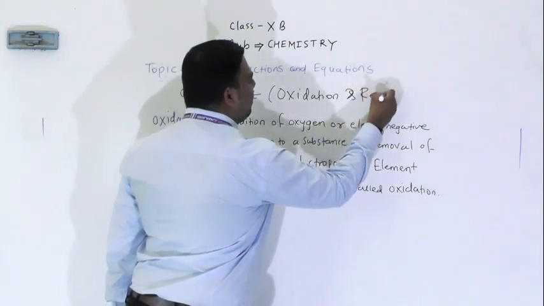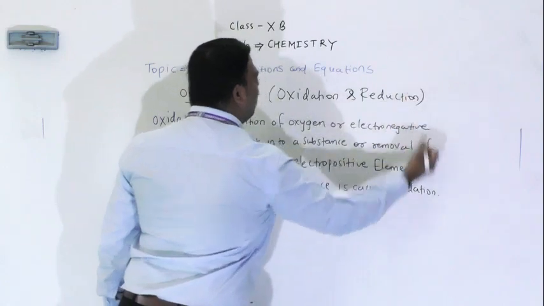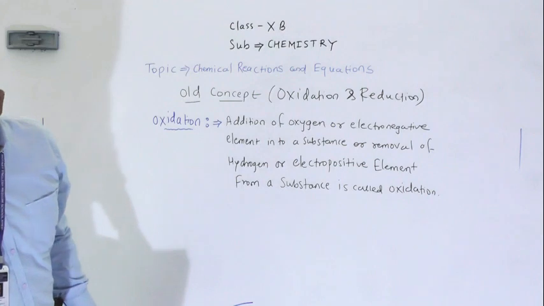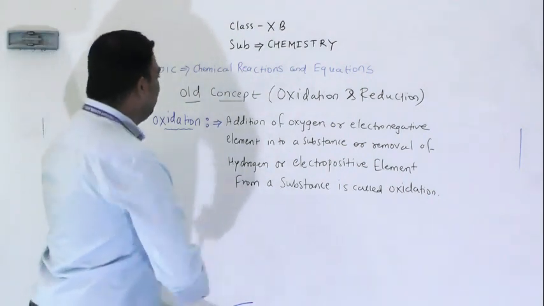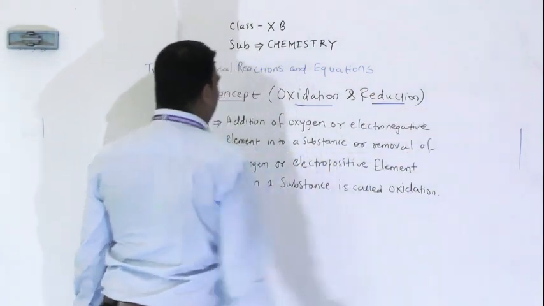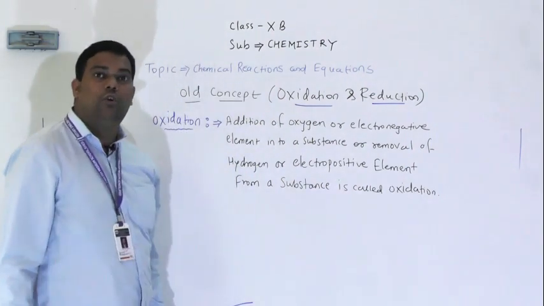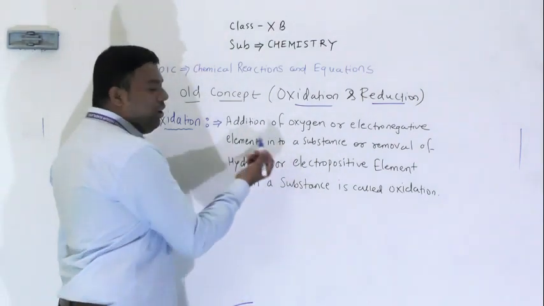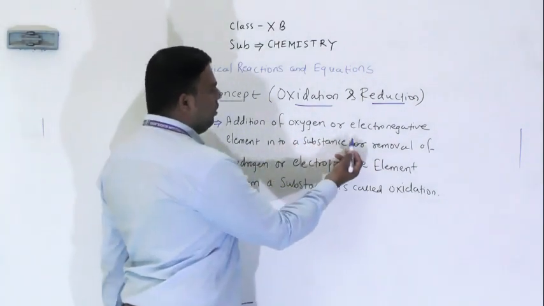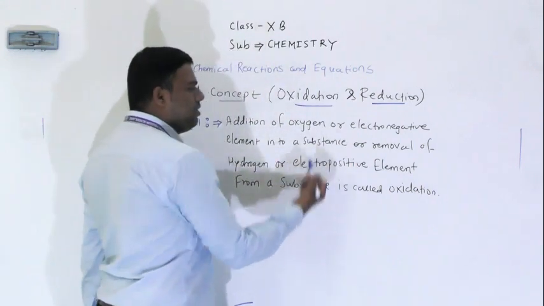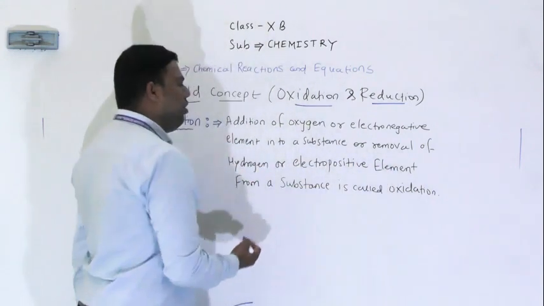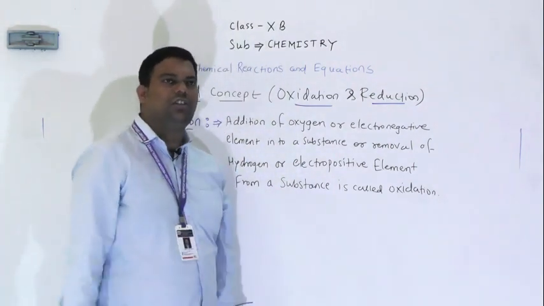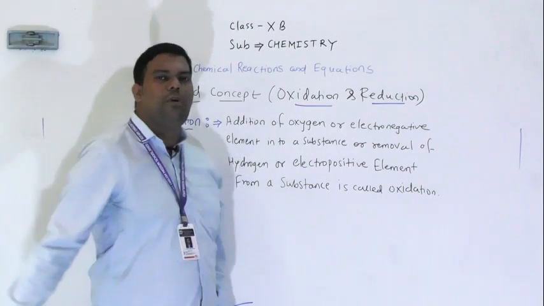Oxidation and reduction. So here, see what the old concept is. How did they define oxidation in the old concept? Oxidation means, according to the old concept, addition of oxygen or an electronegative element to a substance, or removal of hydrogen or an electropositive element from a substance is called oxidation. So this is the definition of oxidation.